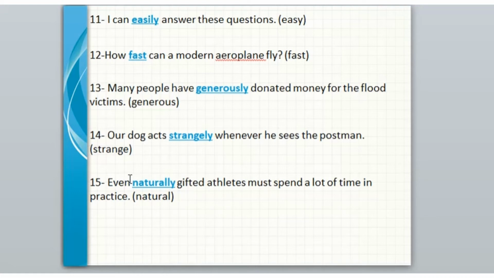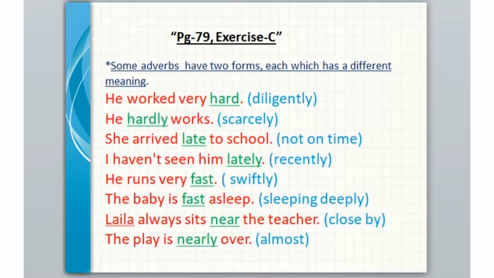Even naturally gifted athletes must spend a lot of time in practice. So naturally is the answer. Okay students, we are done with this topic. After exercise B, next we will do exercise C on page 79.